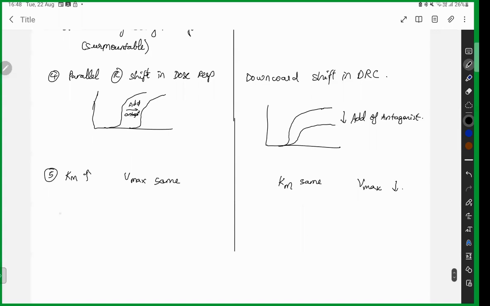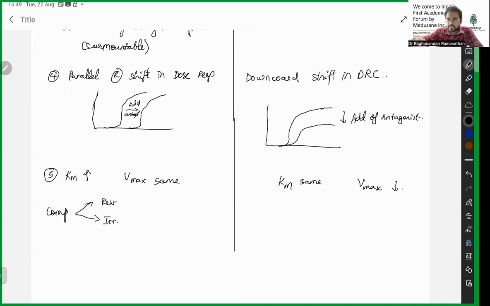Okay, now you have different types for your competitive. Competitive again has two types: one reversible type, another irreversible type. So a short-term boy bestie, he has just come for a little while. He will leave in a few days or few weeks. Until he leaves, you have that competition. So that is called reversible competitive.